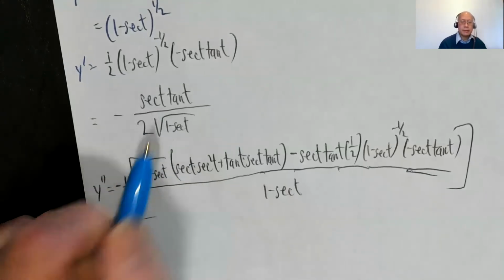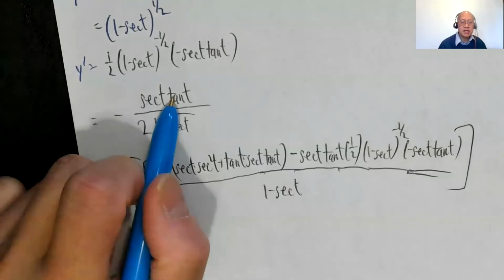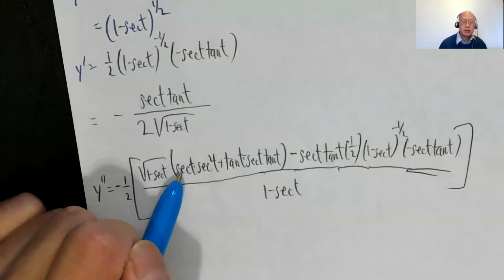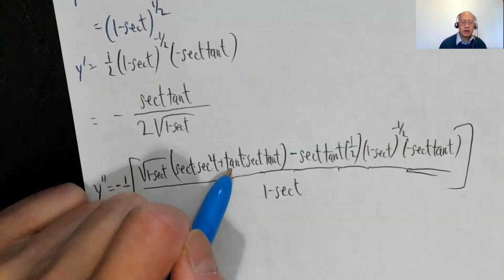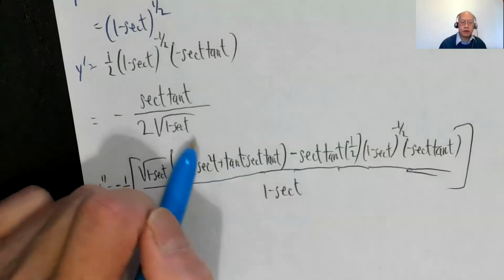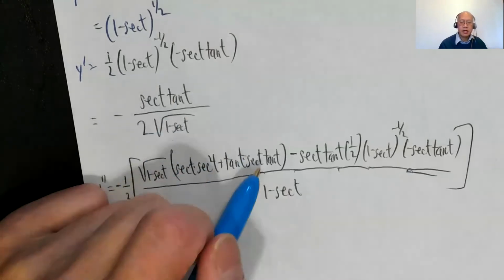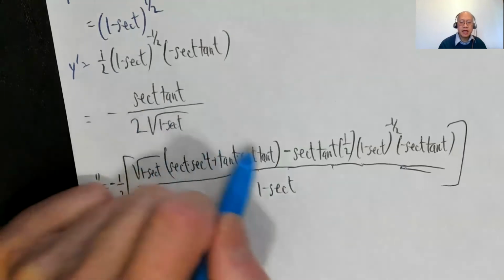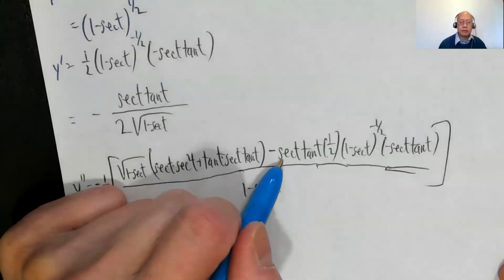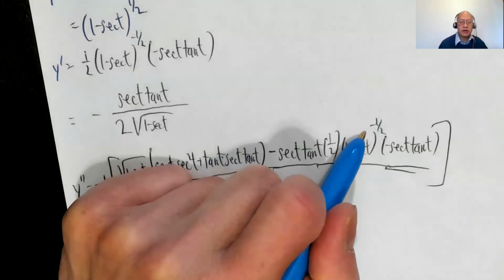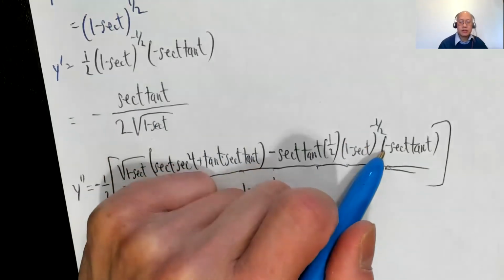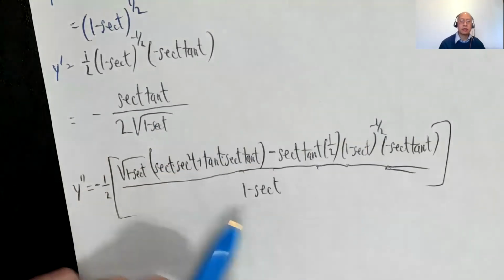So bottom times derivative of the top. Derivative of secant t tangent t is secant t times derivative of tangent t, secant squared t, plus second function tangent of t times derivative of the first, secant t tangent t, minus the top, secant t tangent t, times derivative of the bottom. Derivative of the bottom is 1/2, 1 minus secant t to the negative 1/2 times derivative of the inside, which is negative secant t tangent t all over this.